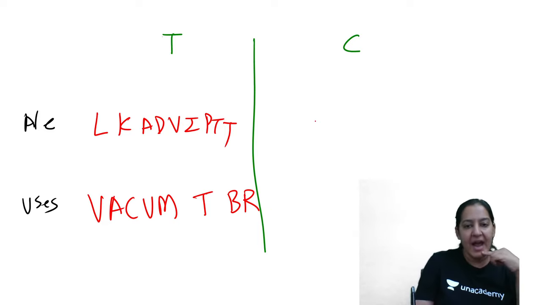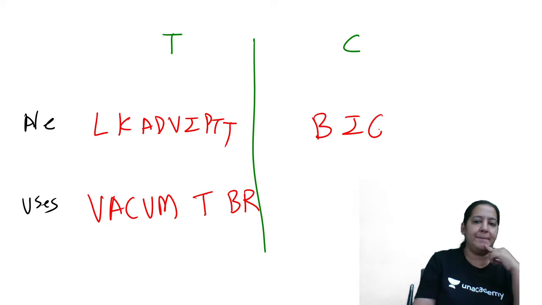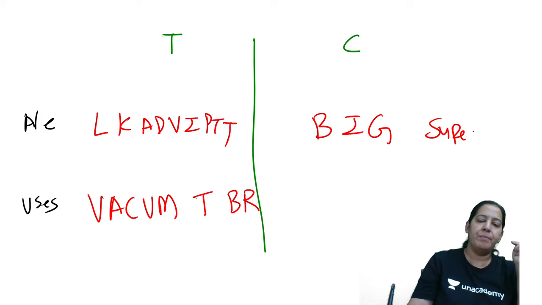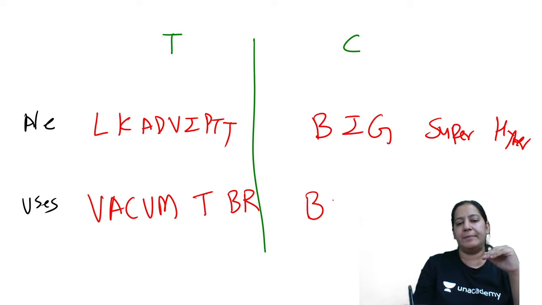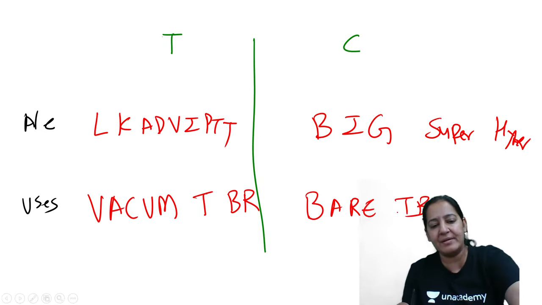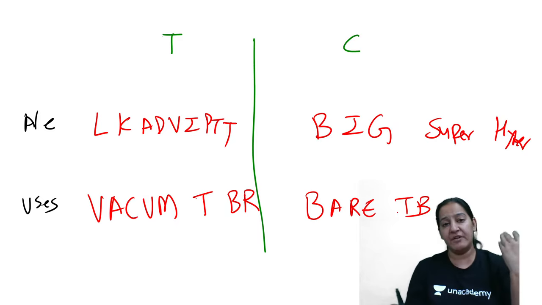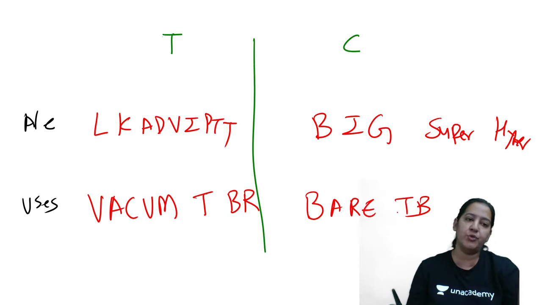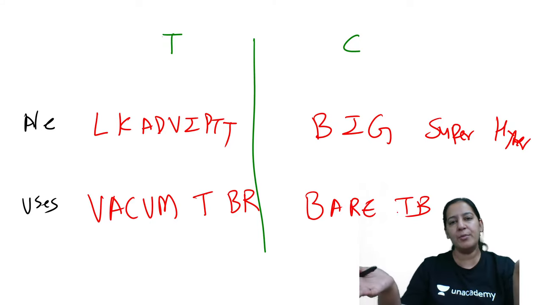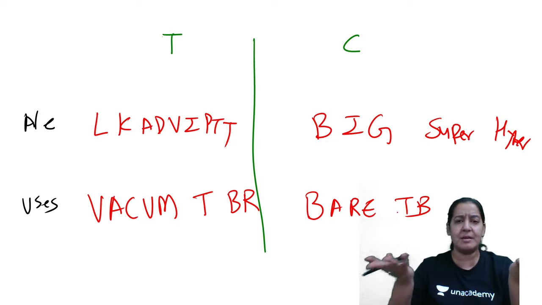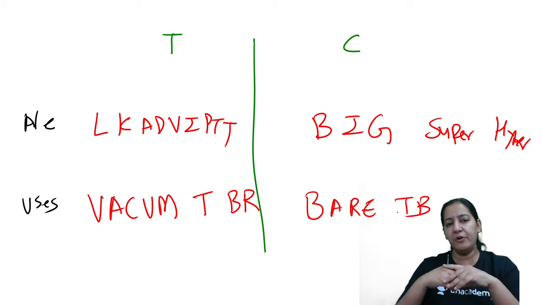Coming to chloramphenicol. Adverse effects: big, super, hyper. You got the adverse effects. Uses is BARE TB, B-A-R-E. You can make some other mnemonics also. If something better is available, kindly let me know also. I will share it with other students, your juniors and other batches in the future. If some other mnemonic comes to your mind, these are the mnemonics I have made, but you can make something better. So tell me the full forms.